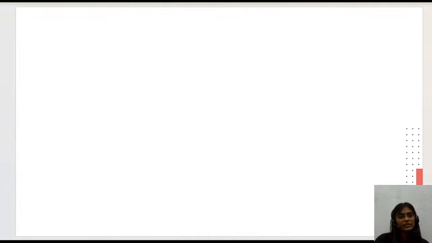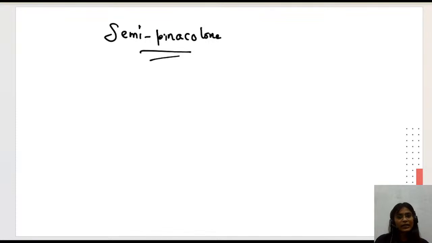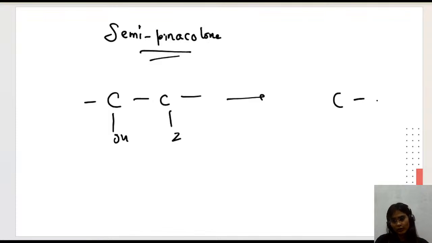In the previous class, if you remember, we discussed the semipinacol reaction. That was the last topic we discussed. There, in place of the diol, we have some other Z group, and this is how we normally get a ketone. So this is the simple thing we discussed.